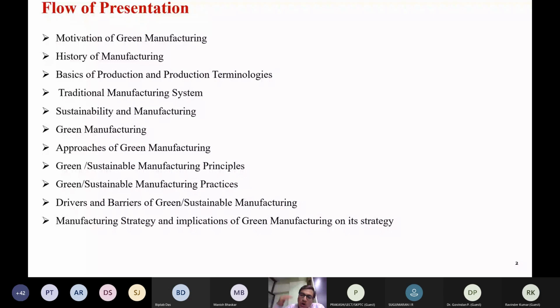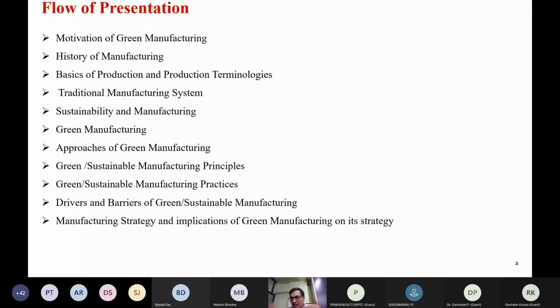Then I'll discuss a little bit about the basic production terminologies. Then I'll also discuss traditional manufacturing systems. Then I'll try to establish the relationship between sustainability and manufacturing. What is the need? Why should manufacturing be sustainable? What is the requirement? In that way, I'll try to bridge the gap between conventional and green manufacturing, and establish why we should do that.